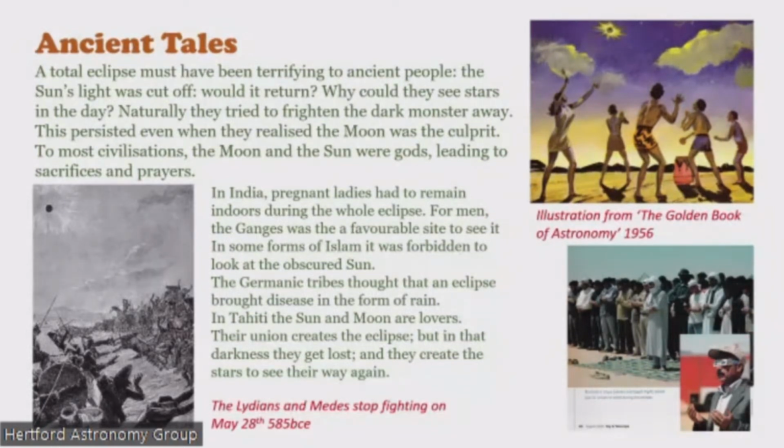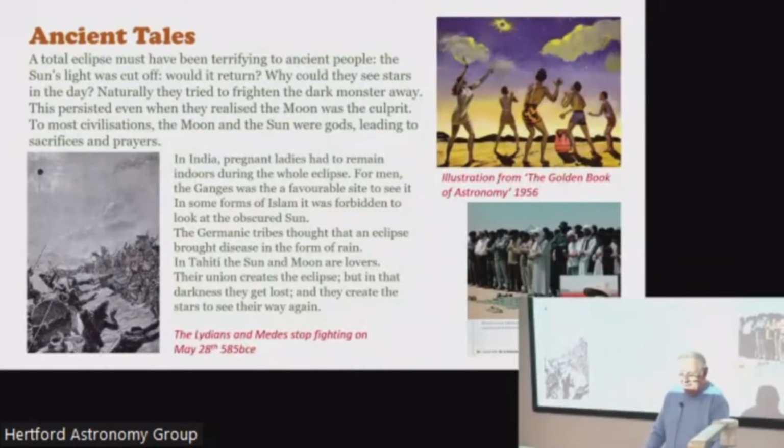In Tahiti, they had a really complicated system. I was quite astonished to read this. The sun and moon are lovers. Their union creates the eclipse. But in that darkness, they get lost and they create the stars so they can see their way again. Now, I'm not sure quite how they fit that together, but it's quite typical of a lot of the myths surrounding the eclipses, the way nature shuts down.